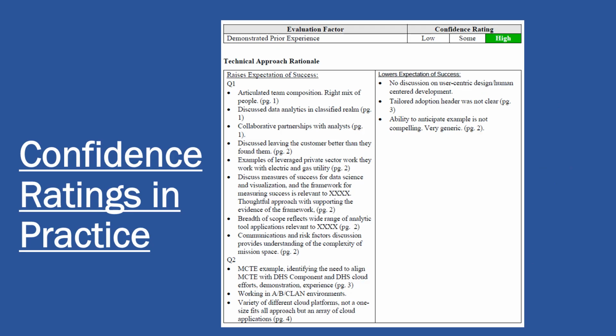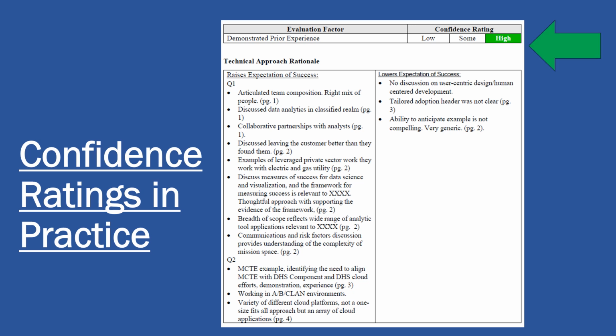So how does it work? This is a consensus technical evaluation report for one vendor. At the top is the evaluation factor and then the confidence rating, while the table provides succinct documentation that supports the rating. You'll see that this evaluation factor is demonstrated prior experience. The team has read the proposal and as a team, not individually, chosen a confidence rating of high.